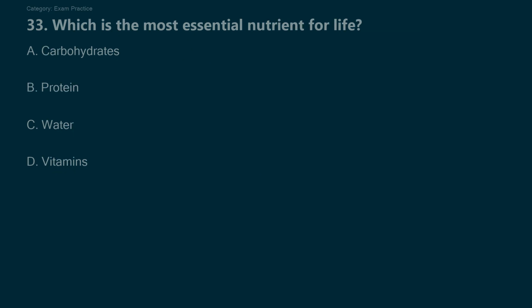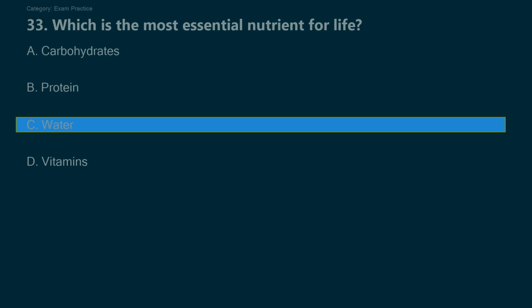Question 33. Which is the most essential nutrient for life? Option A, carbohydrates. Option B, protein. Option C, water. Option D, vitamins. The correct answer is option C, water.